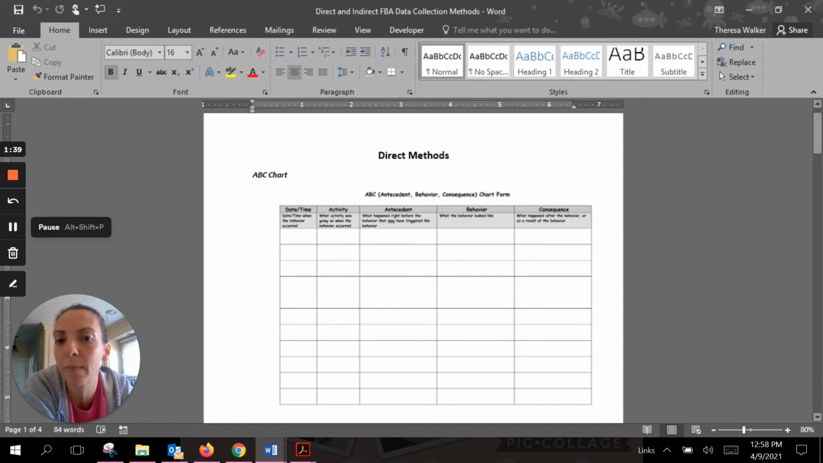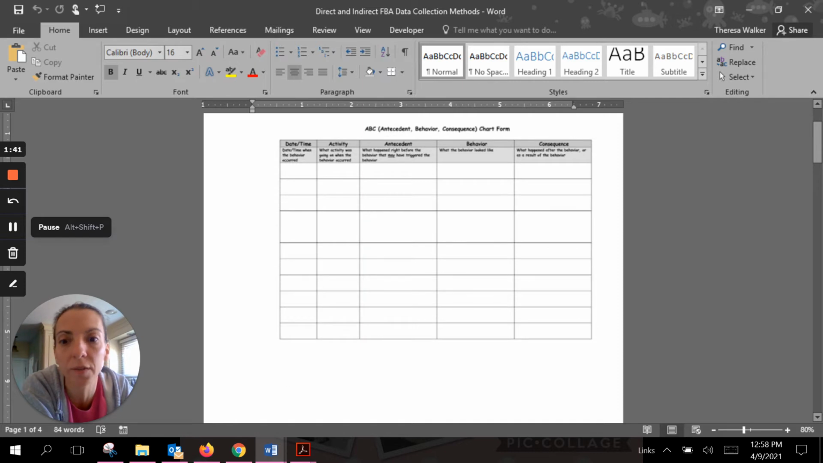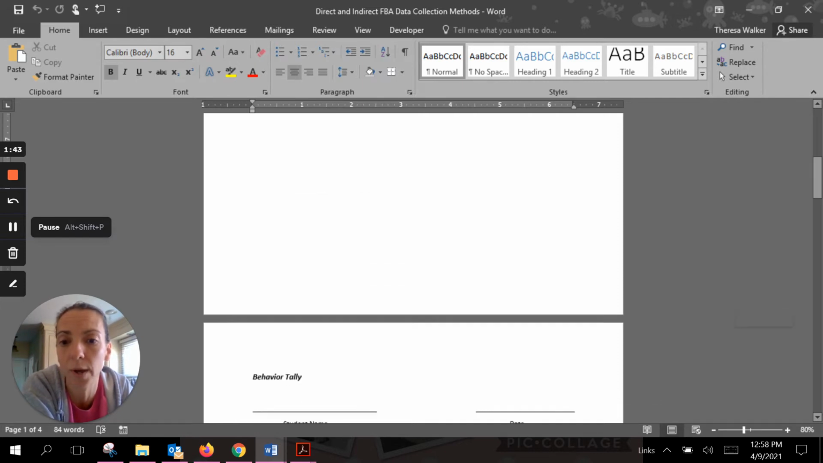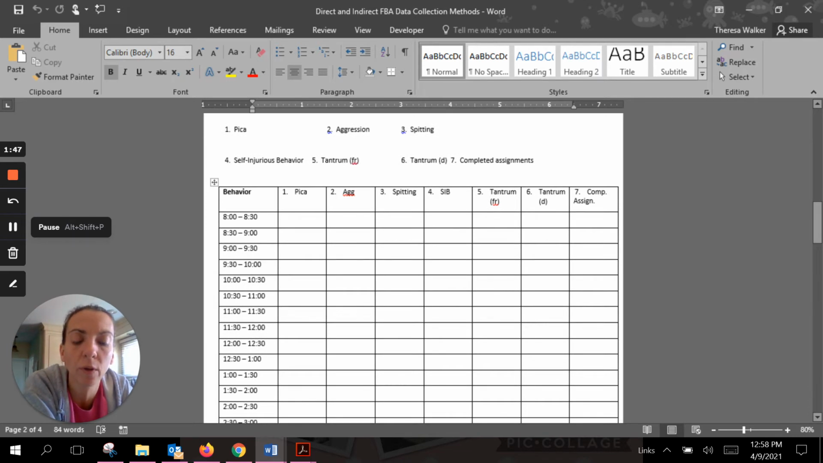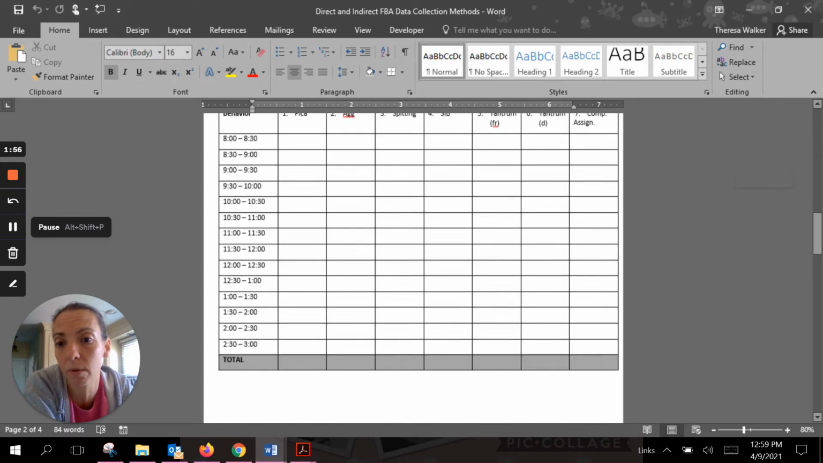your data. So direct methods, you can do an ABC chart. Here's an example. You don't have to use this one. And here's a behavior tally sheet. So you could do interval, you could do time sampling, however you want to do it. And again, this is just an example, so these aren't necessarily behaviors that you have to include.